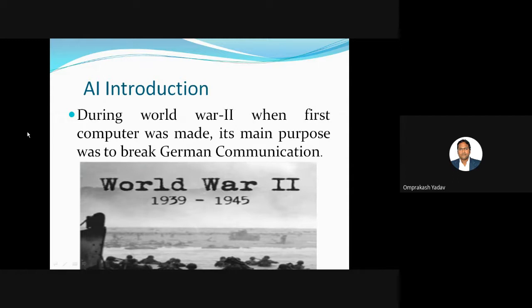So during World War II, when the first computer was made, its main purpose was to break the German communication, right? They wanted to break the German communication because if they broke the communication, then they could achieve certain things over there. So the main goal of that AI was to break the German communication.